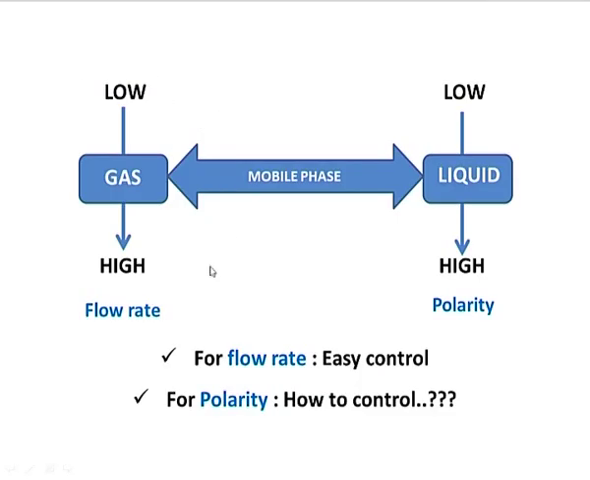In gas chromatography, this situation is much simpler. One needs to start with a low flow rate of the gas, if gas happens to be the mobile phase, and then depending upon how solutes are coming, one could always increase the flow rate. So changing the flow rate is easy, but changing the polarity, one would always be mused as to how one can control the polarity.